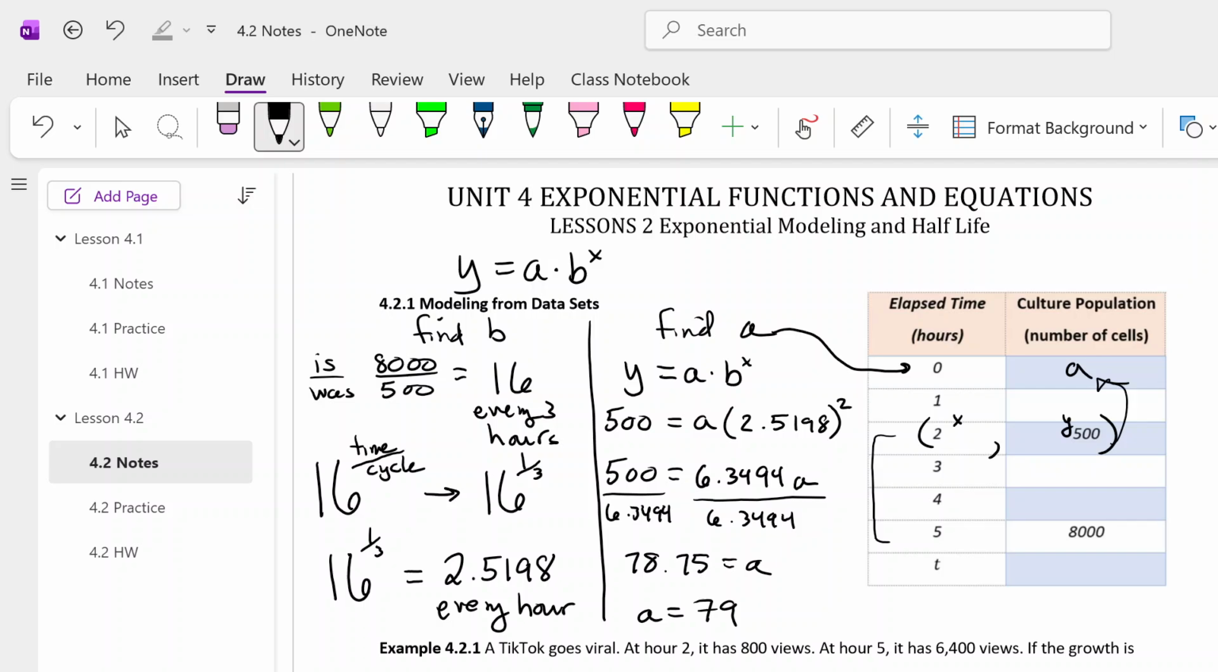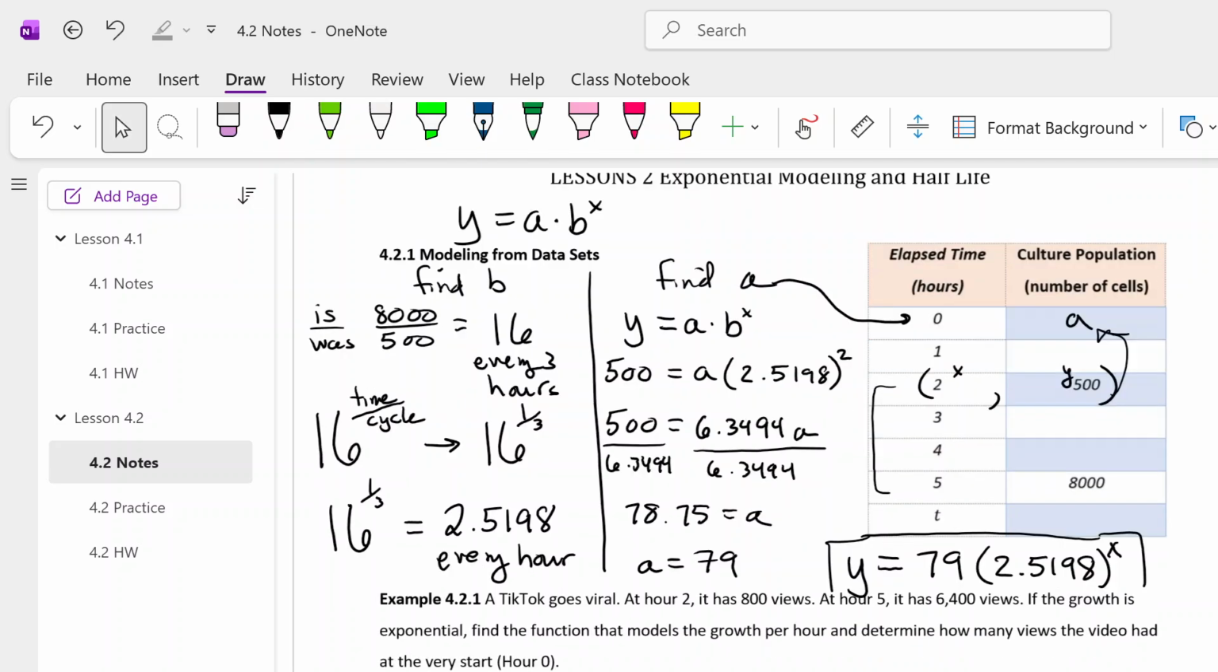So now we have our A value, we have our B value. So we're going to write our exponential equation here as 79 times 2.5198 to the power of x. So that gives us our starting value and our growth factor on a single hour interval.